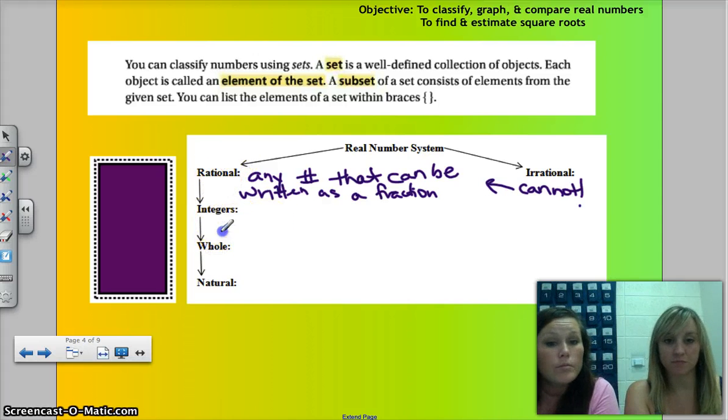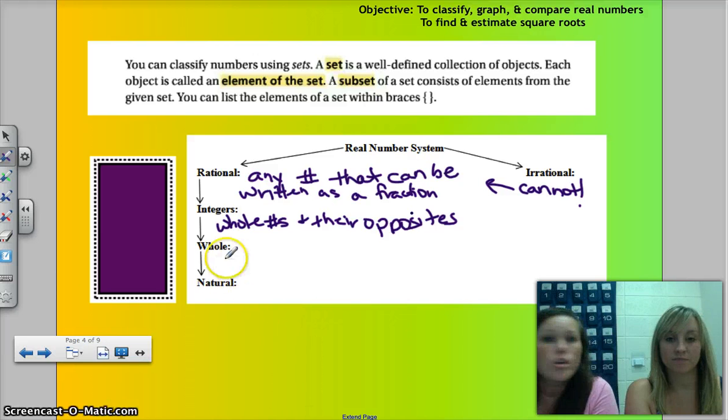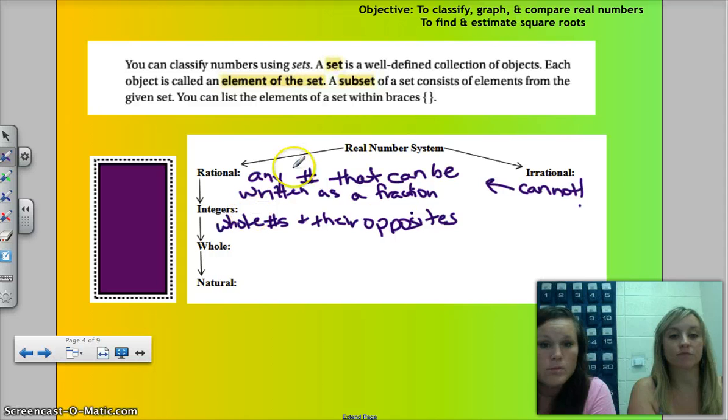Integers are whole numbers and their opposites. For example, 5 and -5. Those are integers. Integers are not fractions, they're not decimals, they're not percentages. They are whole numbers and their opposites, those numbers you see on the number line.